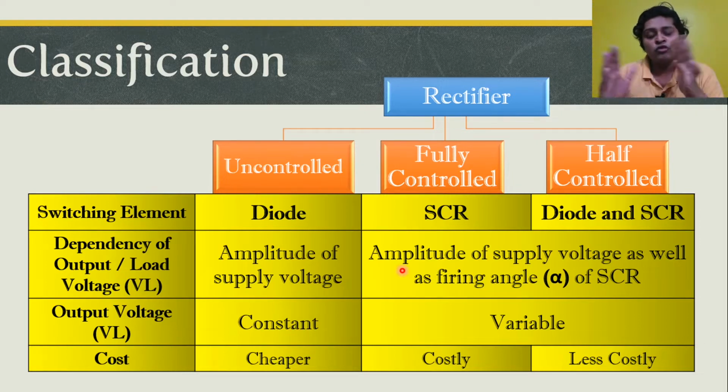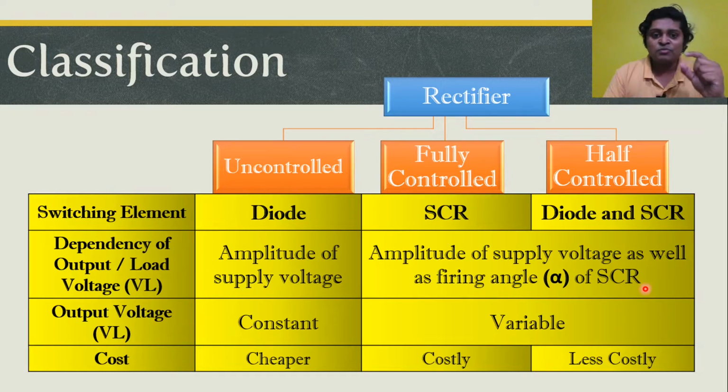Whereas if you go for a fully controlled converter, the output depends on the amplitude of the supply voltage as well as the firing angle of the SCR. So fully controlled and half controlled converters or rectifiers use SCR as their switching element, so you can adjust the firing angle. If you remember, the SCR has the capability to adjust the firing angle so that we can turn on the SCR at any particular desired point of the sinusoidal waveform, and according to that, the output voltage can be varied.